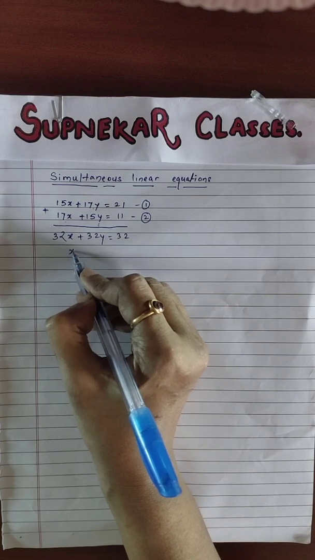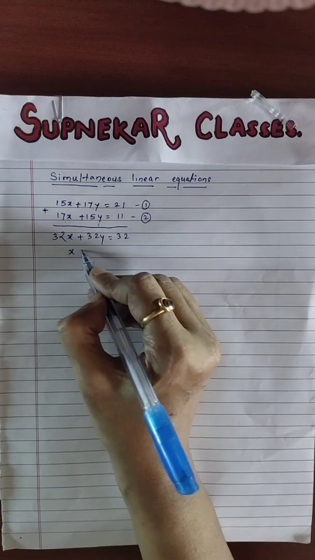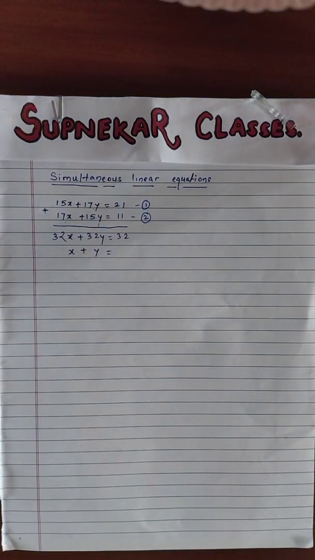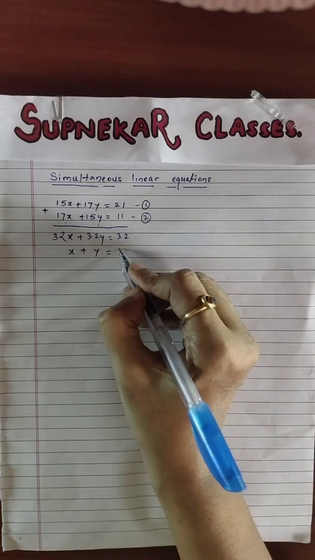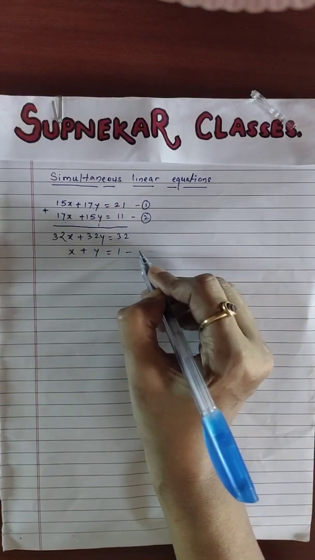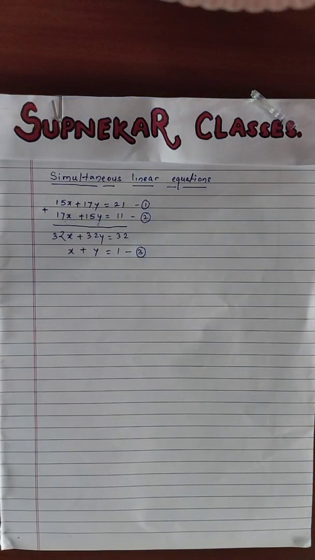So this whole equation is to be divided by 32. If 32x is divided by 32, it will remain x. Similarly over here y, and here 32 divided by 32 will not be 0. Try to understand. Most of the students may write 0 over here. It will be 1. 32 divided by 32 will be 1, and this will be your third equation.